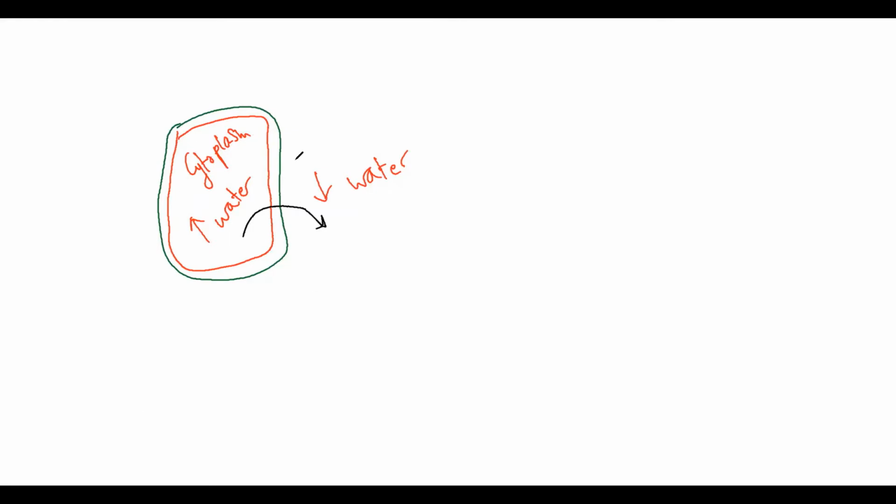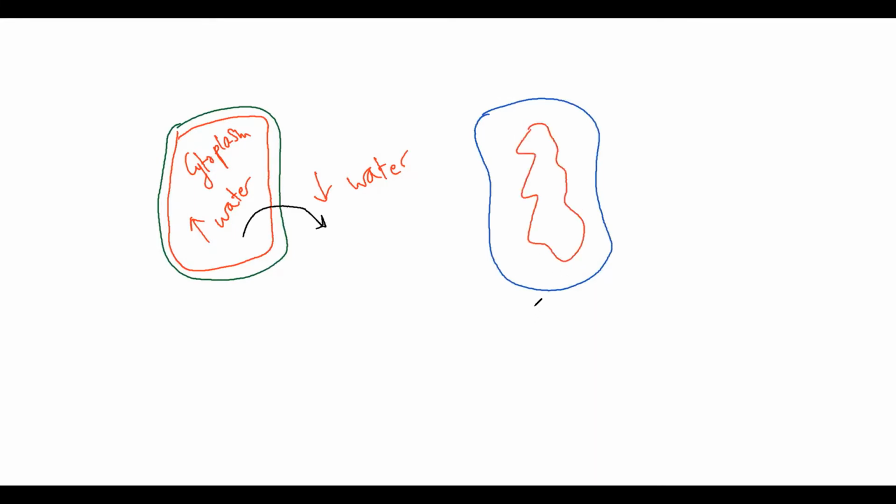What will happen to the cell membrane and the cytoplasm? The cytoplasm will shrink because the water is going out. You are going to see something like this. This is the cell wall. The cell wall is not affected, but the cell membrane and the cytoplasm pull away. What is this shape called? It is called plasmolysis. And we say that the cell is plasmolysed.